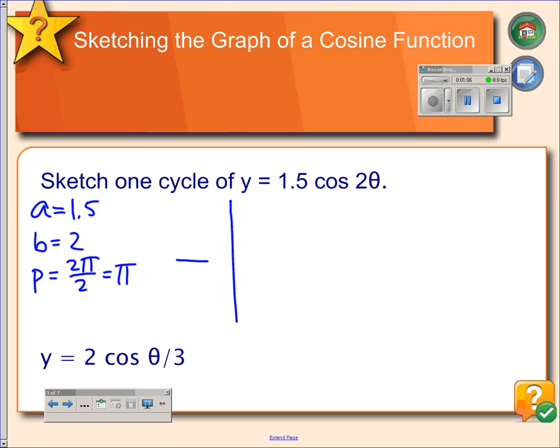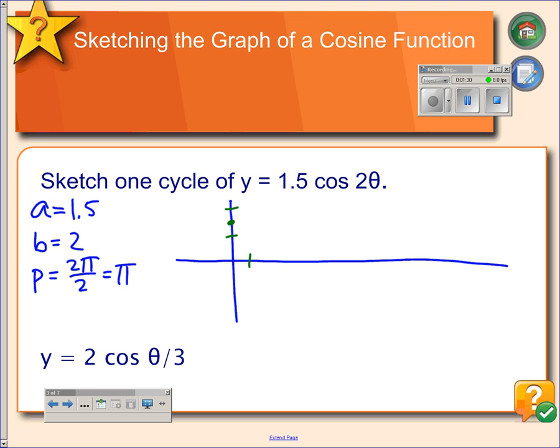So if we're going to graph this function, we start with a coordinate plane. The difference between the cosine function and the sine function is that the cosine function starts at the maximum value. So this is 1 and this is 2. The cosine function, instead of starting at the origin, will start at the amplitude of 1.5.